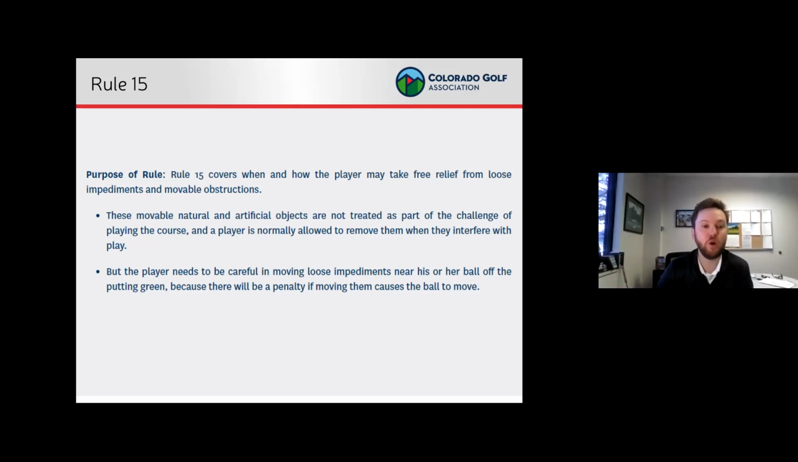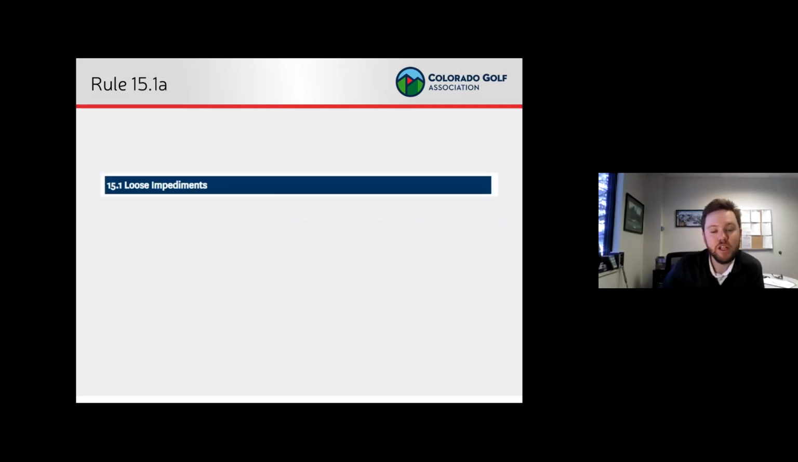So after having broken down this rule, when you come back and read this, there's a lot going on in there, in the little subtleties of this purpose statement and kind of the ethos of the rule. Again, nothing rulemaking necessarily, but it lends to what we're going to see down the road here in a minute. So first off, 15.1, we're going to look at loose impediments.